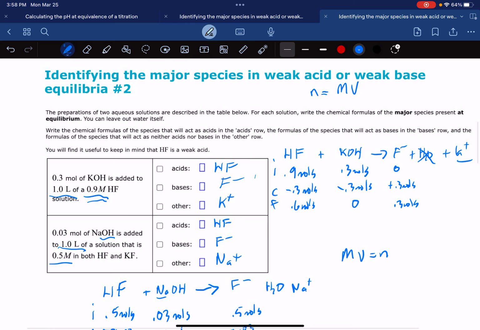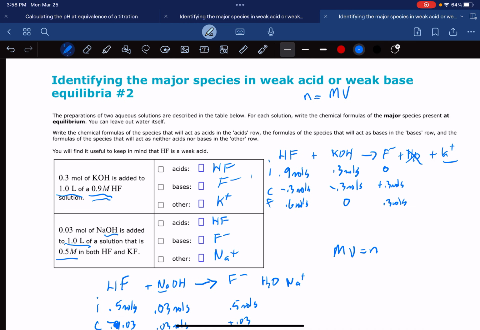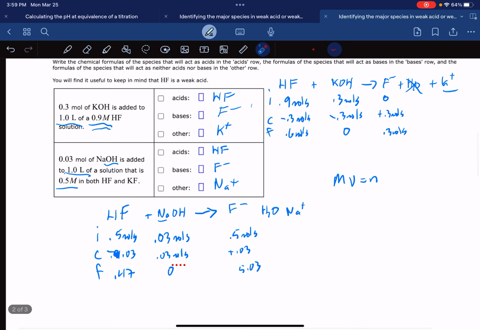So the reality is that anytime that we're dealing with a strong base being added to a weak acid, or a strong acid being added to a weak base, the first step is always to do the stoichiometry. So hopefully you're getting used to converting things into moles or millimoles in the first step and seeing what's left over. And then once we see what's left over, we go on from there.